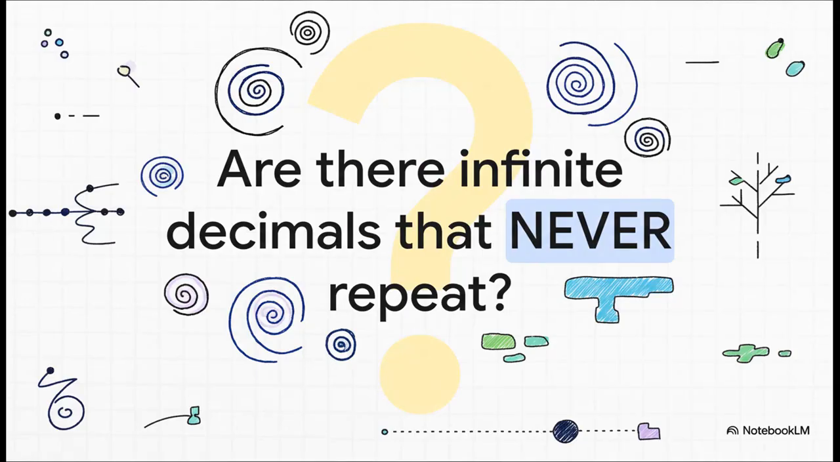So, this leaves us with one last really big question to think about. We've seen that all fractions turn into decimals that either stop or repeat in a nice pattern. So, does that mean there are other kinds of infinite decimals? Ones that go on forever, but with no pattern at all? That's a great question, and it's a mystery for another day.